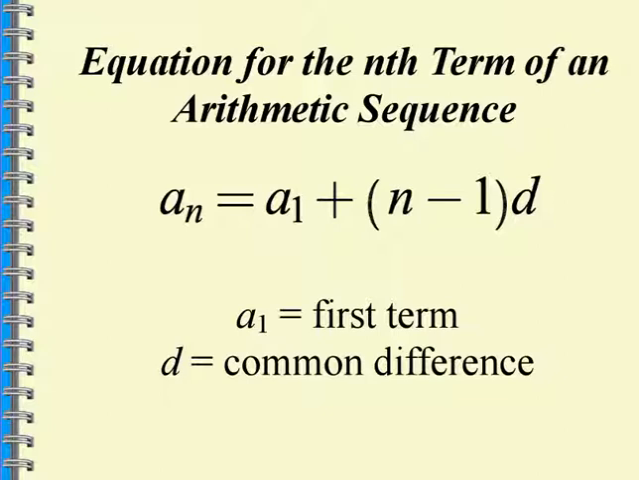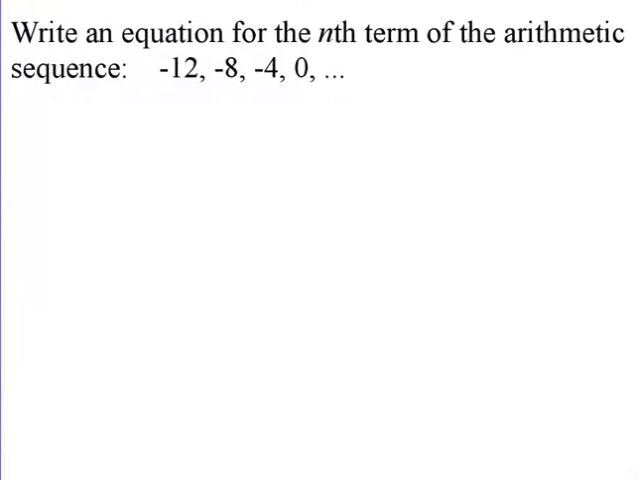Okay, a sub n means the nth term, so that final term. Okay, a sub 1 is your first term, so that's what you start with. That's the first term that's listed in your sequence. Okay, n minus 1. N is just the number of the term you're trying to find. And d is your common difference, and we've already looked at the common difference. So let's go ahead and look at an example here.